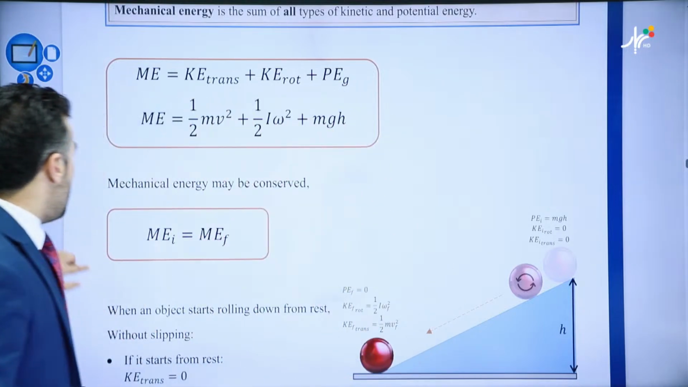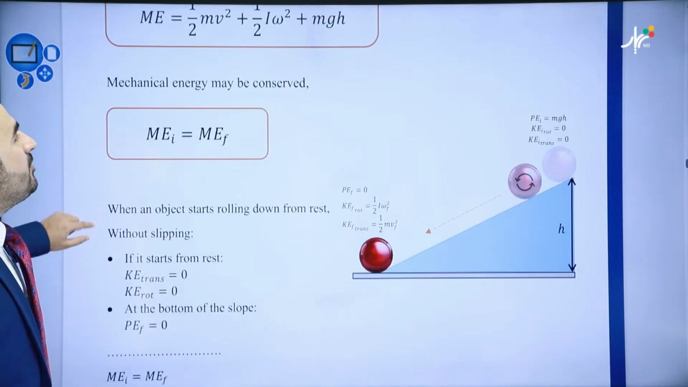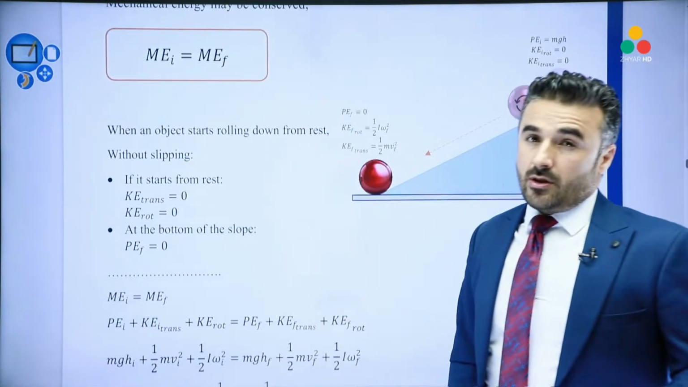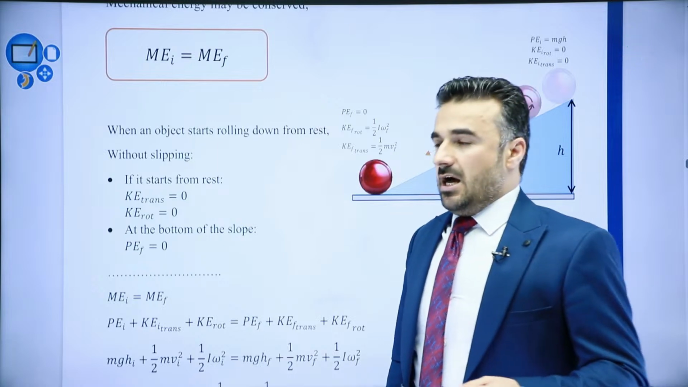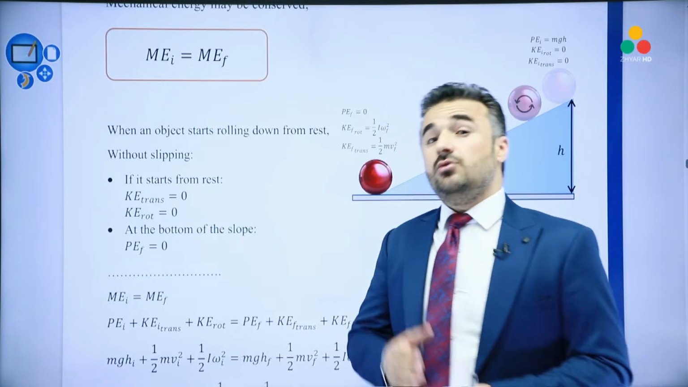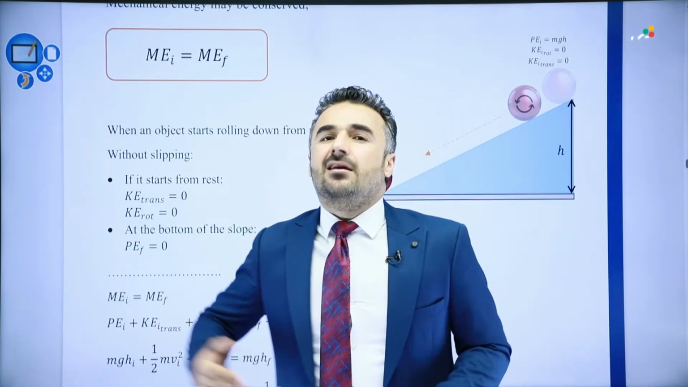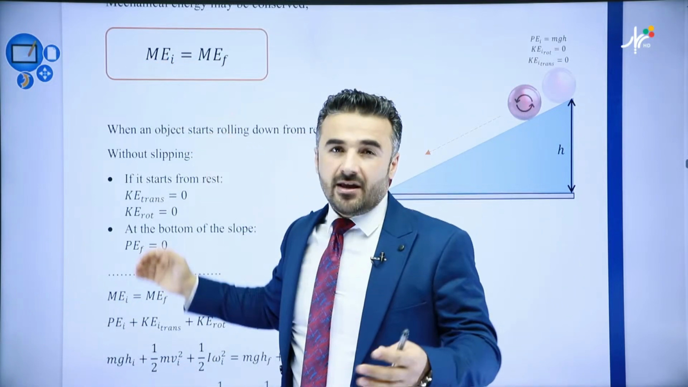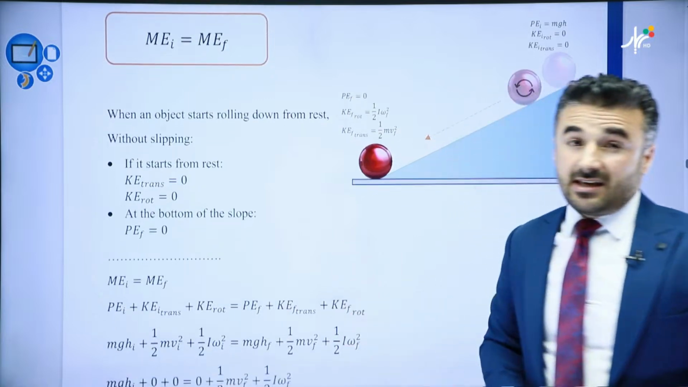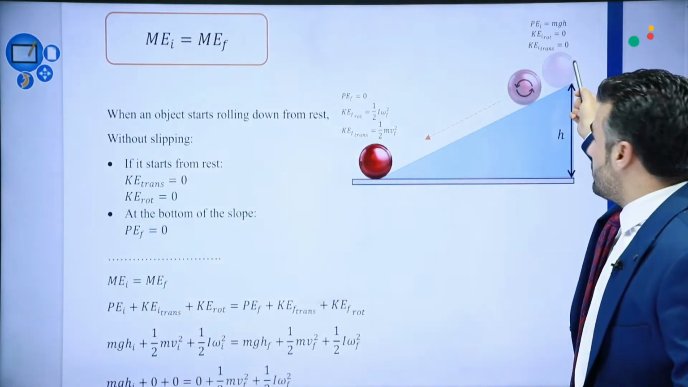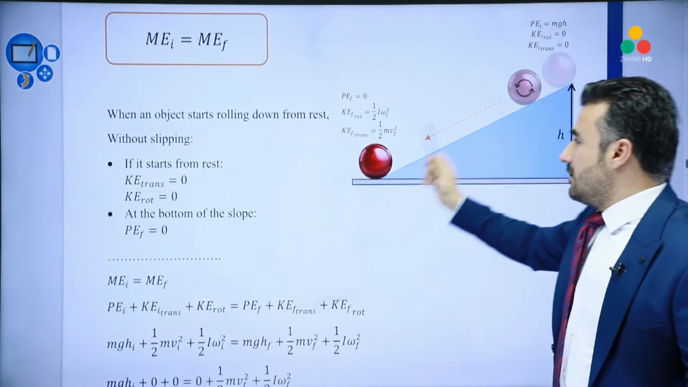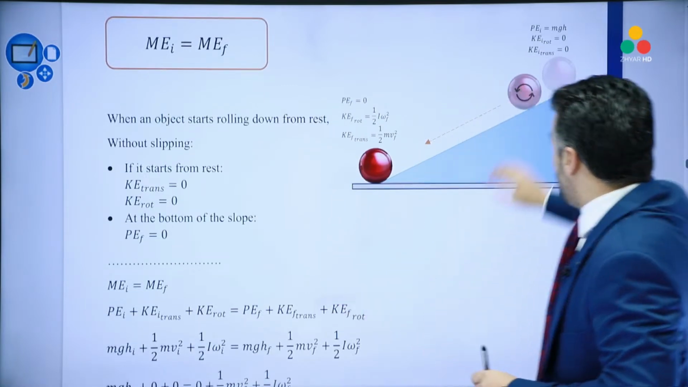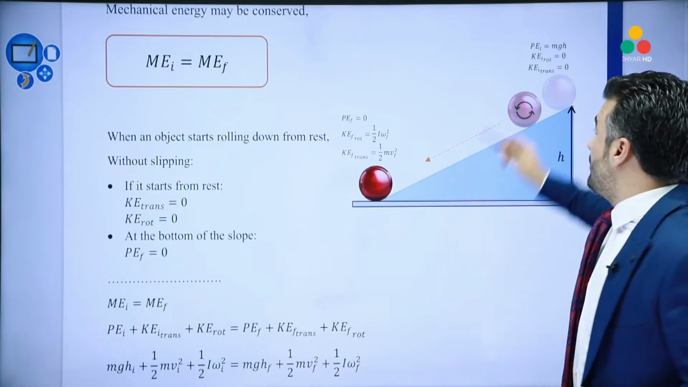All right, and then mechanical energy may be conserved. If mechanical energy is conserved, that is when there is no friction, no air resistance, or when these two are considered negligible. Then we can say initial mechanical energy equals final mechanical energy. In that case, the total energy at the top of this incline equals the total energy at the bottom of this incline. But what do we have at the top? Remember, we have only potential energy.